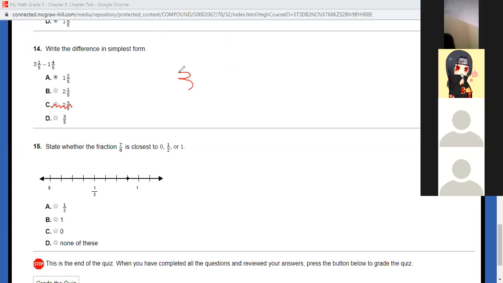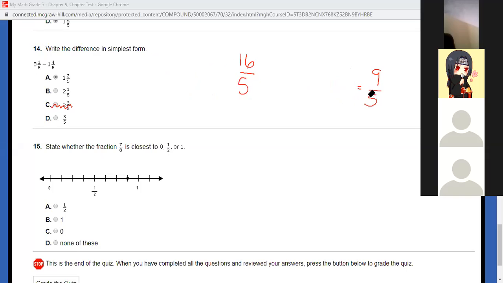So remember, when we have a mixed number, to turn it back into an improper fraction, we times, then add. So 5 times 3 equals 15 plus 1 is 16 over 5. And now for this one, it's 1 and 4 over 5. So I'm going to times, then plus: 5 times 1 is 5, plus 4 is 9 over 5.